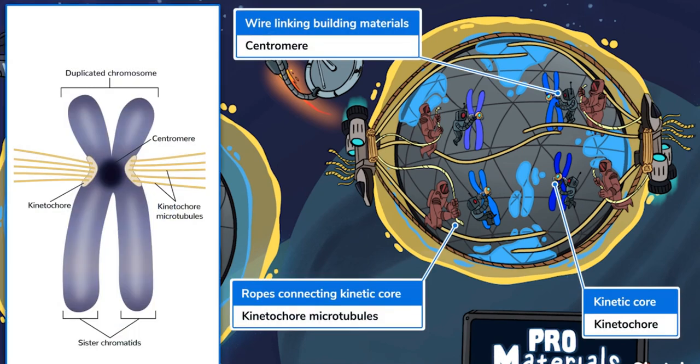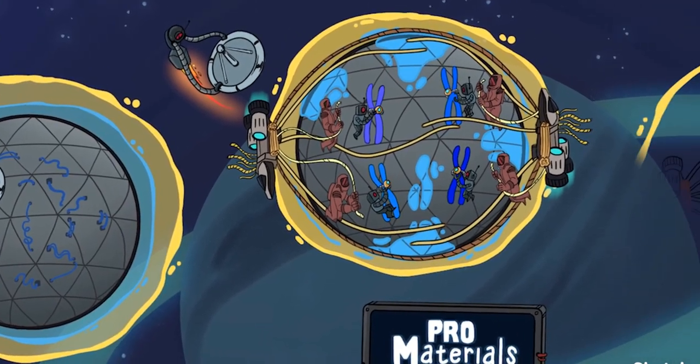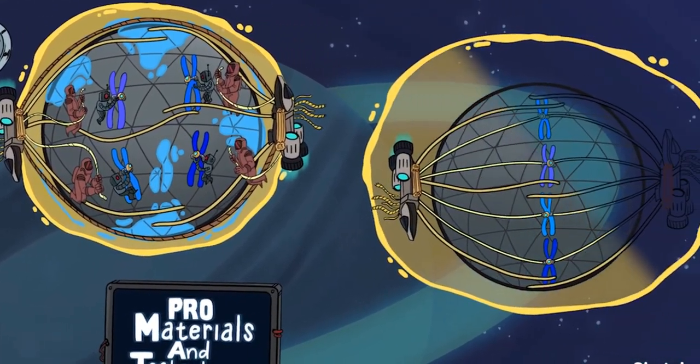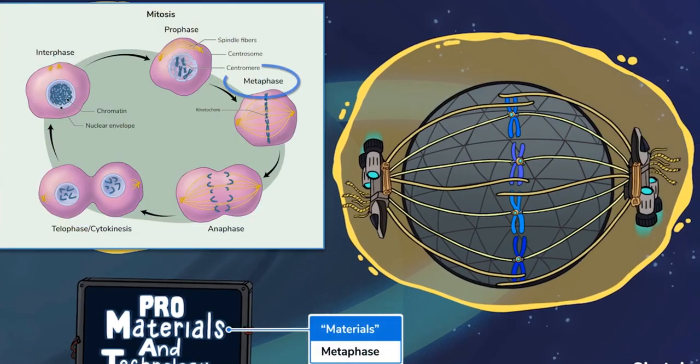And lastly, kinetochore microtubules bind to kinetochores. Remember that kinetochores hook onto the centromeres. And the centromeres, well, they link up the sister chromatids. Alright, now that we've got all our X's hooked up, we can move on to the next stage, metaphase.